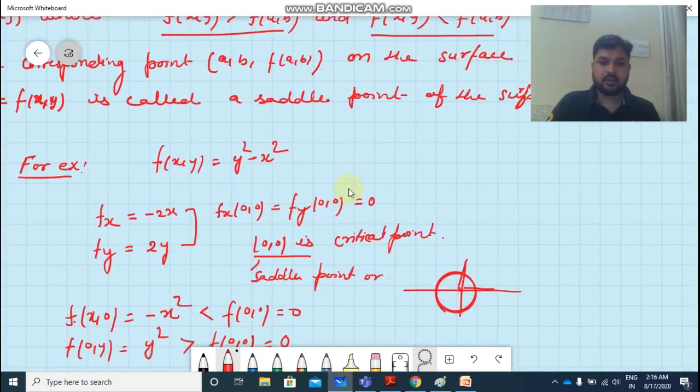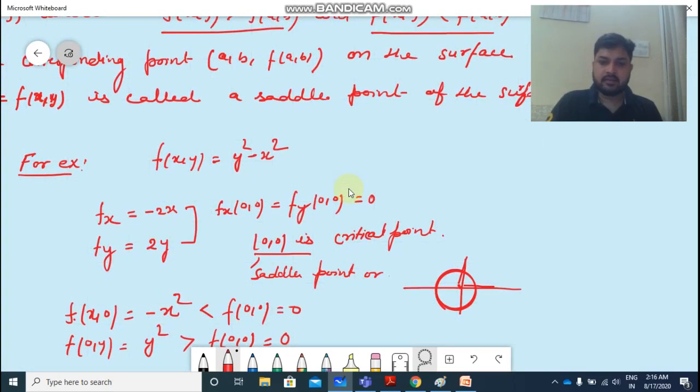So in this way we can find the critical and saddle points of the given function in the case of a function of two variables.